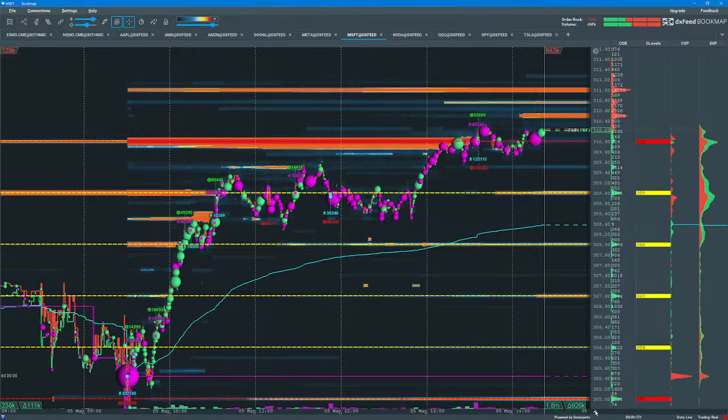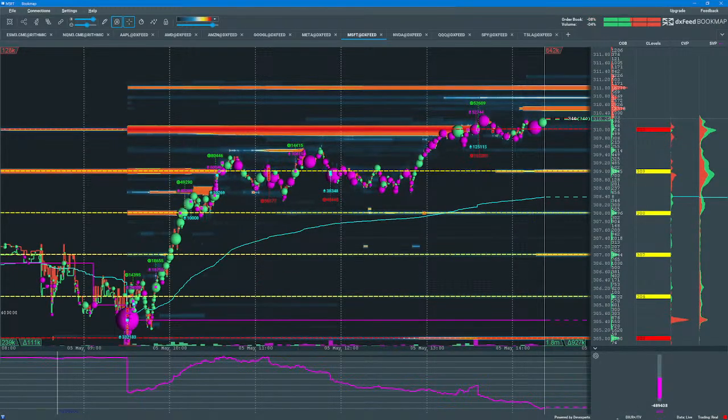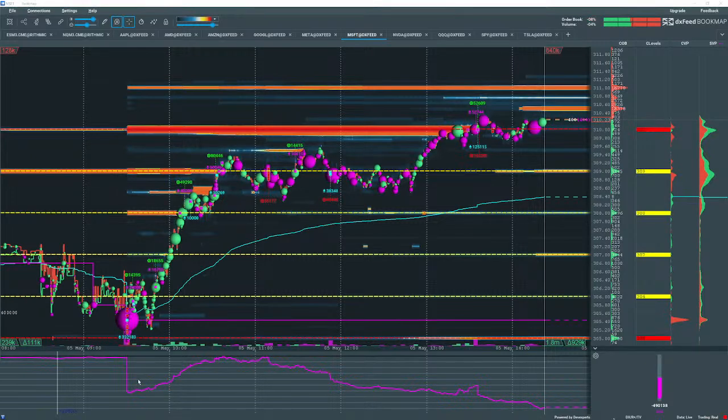So we'll take a look at the subchart CVD, and you can pretty much read this just by looking at the volume dots, but positive cumulative volume delta. And it is negative because of this huge negative opening print shown by this massive pink volume dot there. But it does shift positive to neutral to negative as price continues to grind higher right now at this 310 key gamma strike.